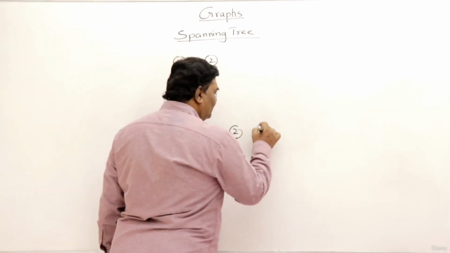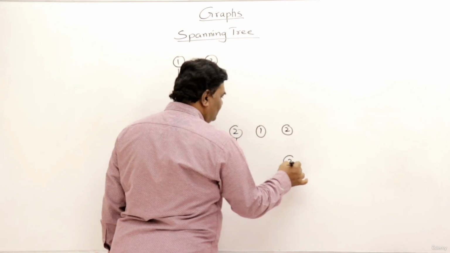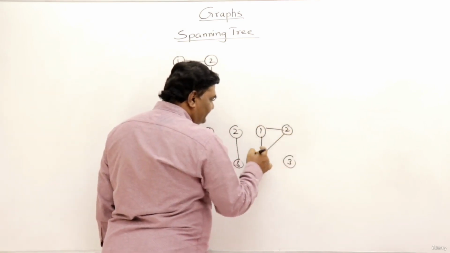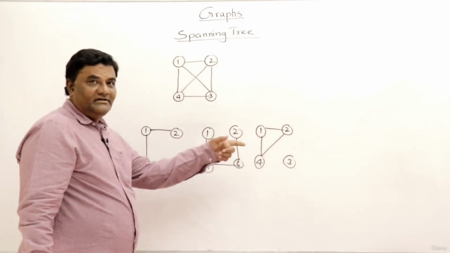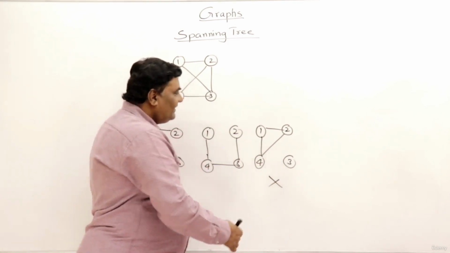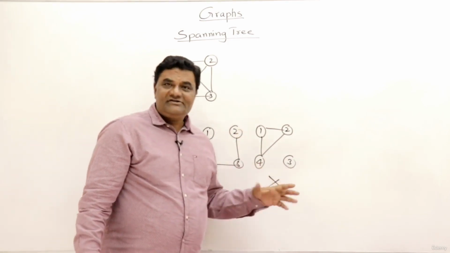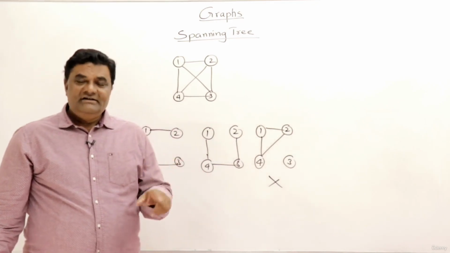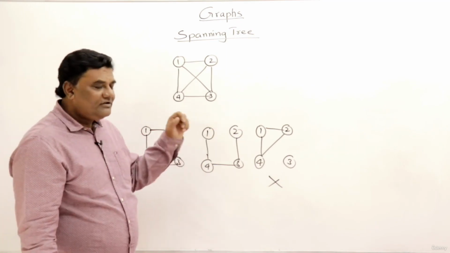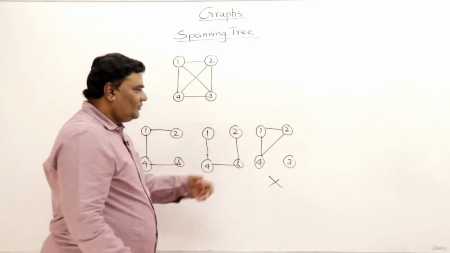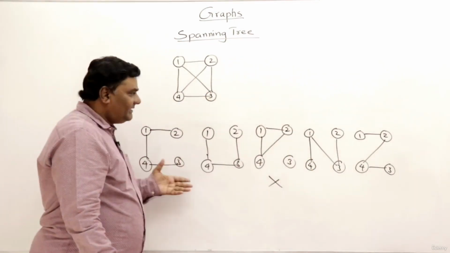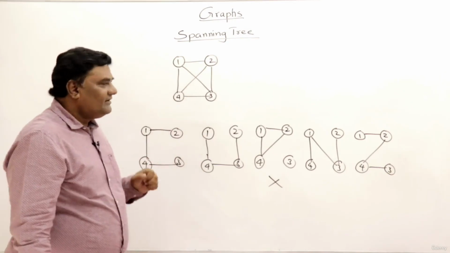I will draw one more. 4 vertices I have taken. 3 edges. Yes, 1, 2, 3. Is it a spanning tree? No, it has a cycle. It's not a spanning tree. And you can see that there is a vertex 3 which is not connected. So it should be connected and it should not have any cycle. Then we say it's a spanning tree. This is not a spanning tree. Then I'll draw a few more. See, these are also spanning trees. So various spanning trees are possible for a given graph.